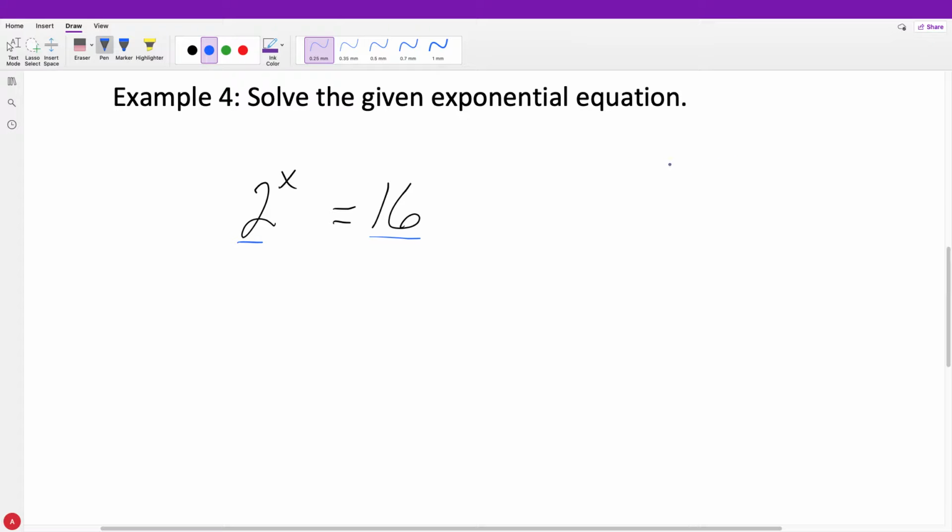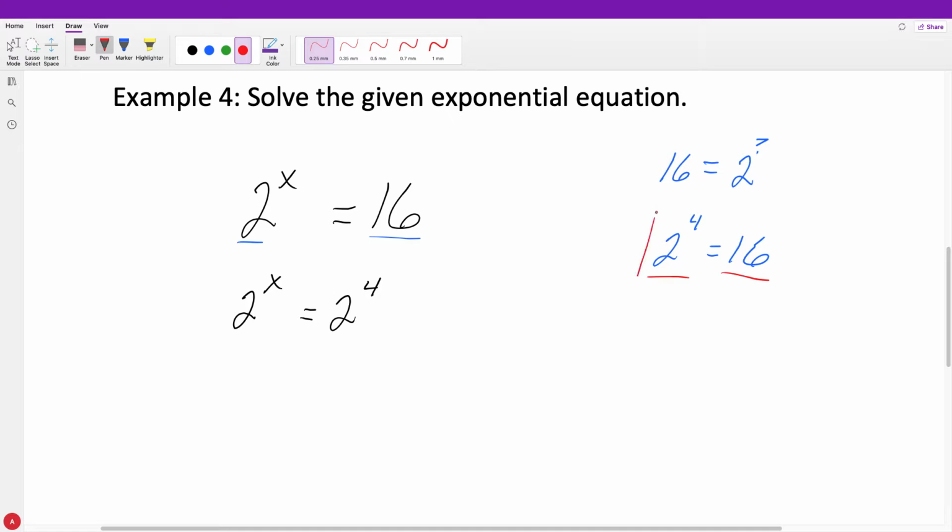So we take that larger number and we ask ourselves, can we rewrite it as a smaller base raised to a power? So can I rewrite 16 as 2 raised to some power? And yes, 2 to the fourth power is equal to 16. So instead of writing it as 16, I can just rewrite this as 2 to the fourth power. So now I have 2 to the x is equal to 2 to the fourth power because these are equivalent.